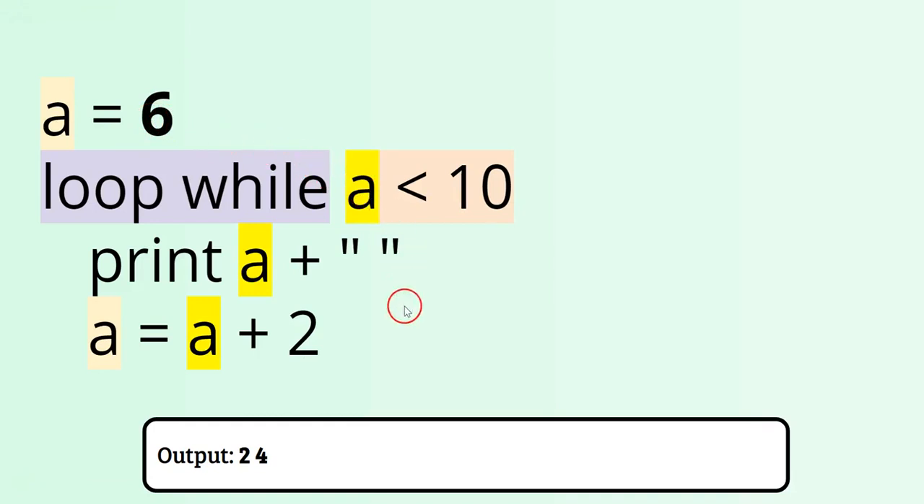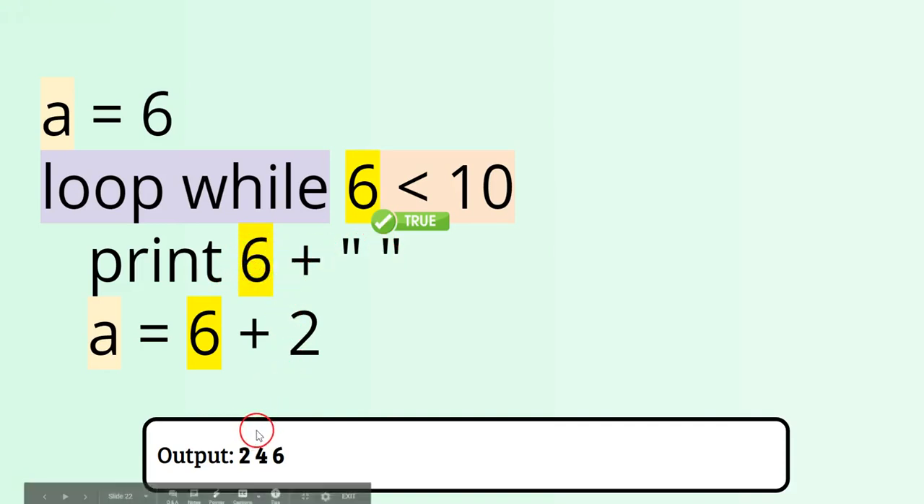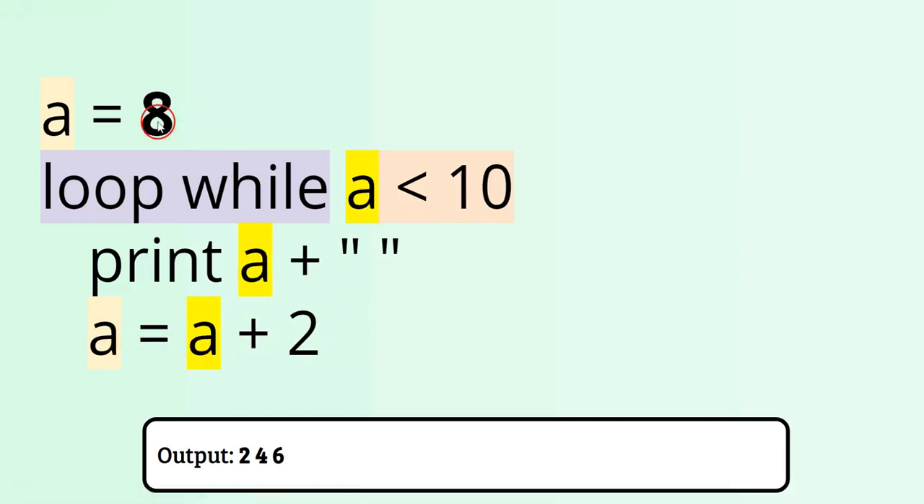Can we go again? Yes, 6 is less than 10. So we're going to print the value of 6 plus a blank space. You notice that there's a space between each one of these outputs because we added a space right here. And we're going to keep going up. A is now 6 plus 2, 8. Would 8 fit the condition? Correct. 8 is less than 10, so we're going to print the number 8 plus a blank space.